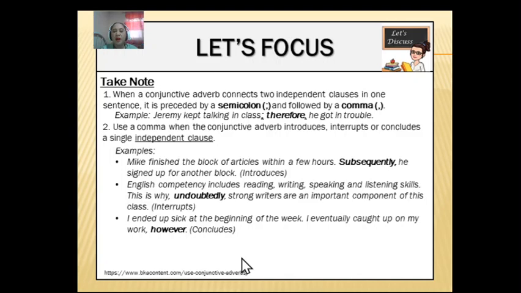The last one is when it is found in the conclusion or at the end of the sentence. I ended up sick at the beginning of the week. I eventually caught up on my work, however. So the word however, which is our conjunctive adverb, is found at the end of the sentence. That's why the comma is found before it, at the end of the sentence.